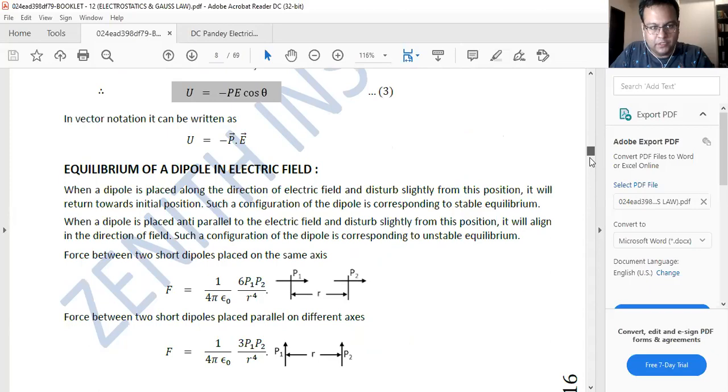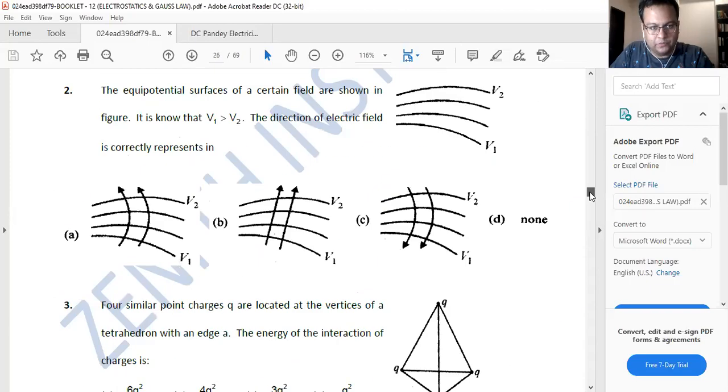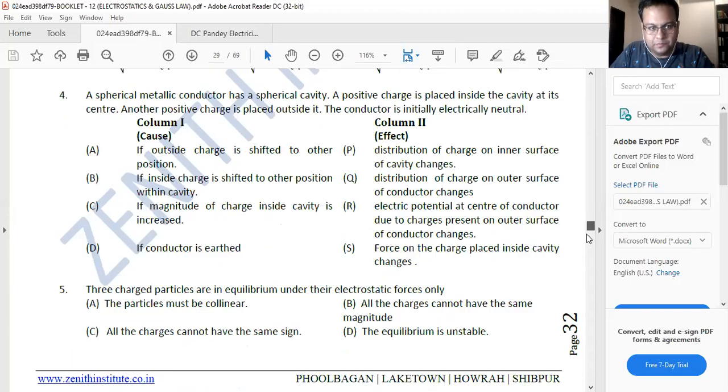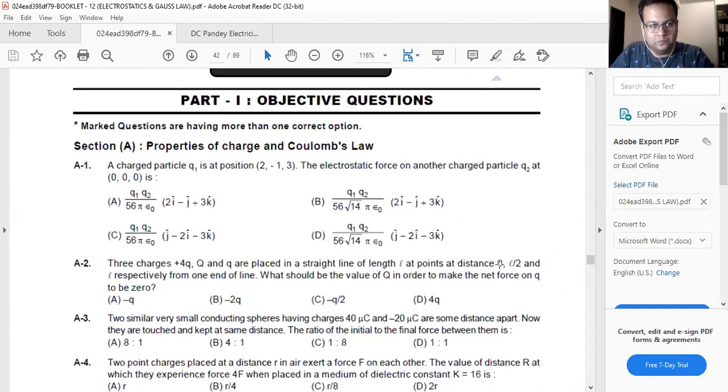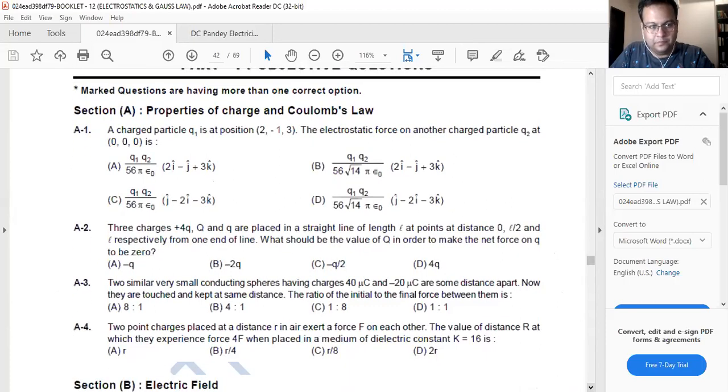Tell me, question bank. Let's start. Section A. Any doubts? A3. Okay. A1. Any doubt?